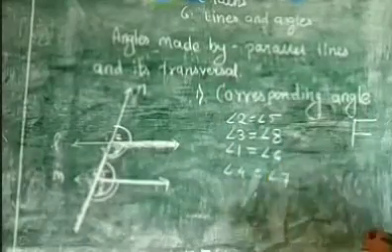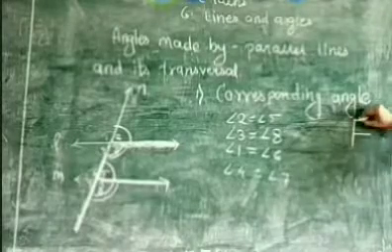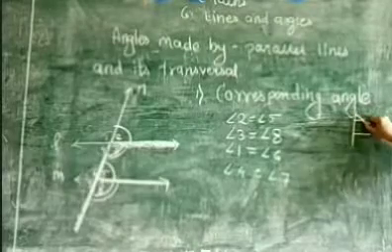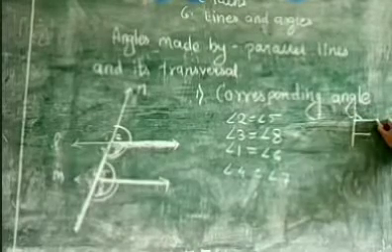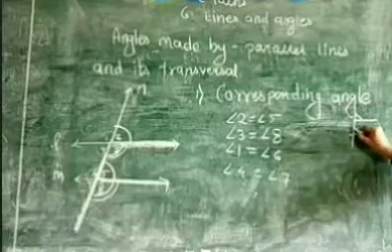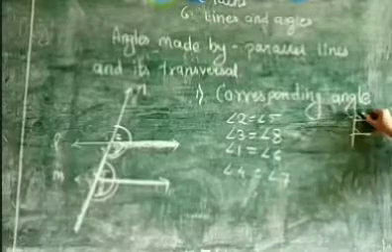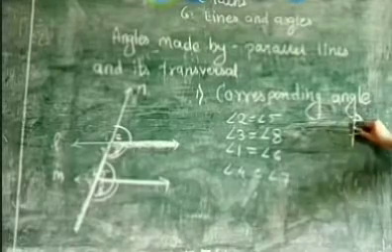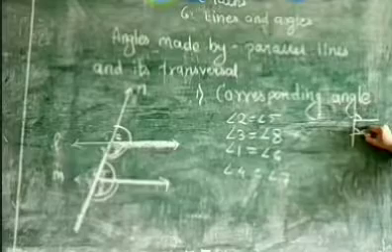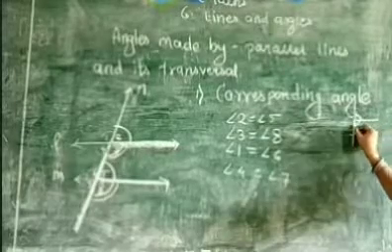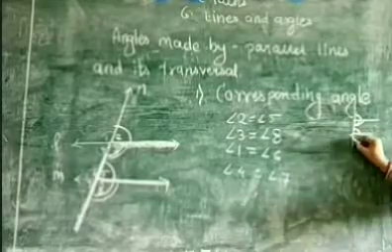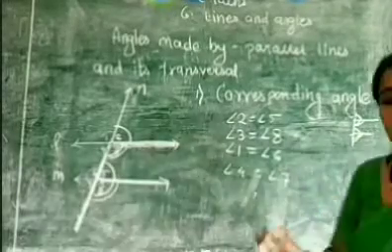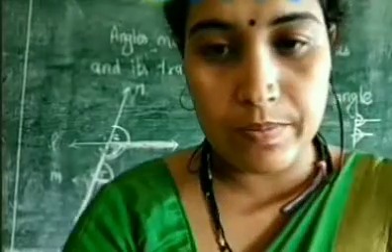How to identify the corresponding angles? The angles forming on the top of the line at the F, and again on the top of the line at the other F, these two angles are equal. And the angles which are below the line, this and this, these two are equal. They are corresponding angles. Understood? All of you understood?